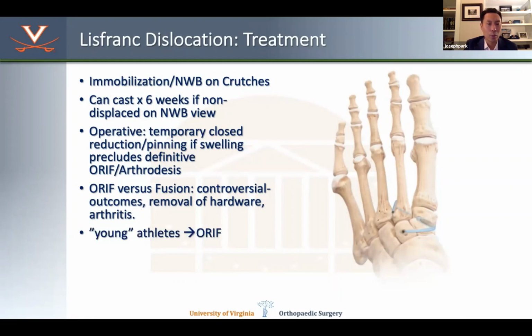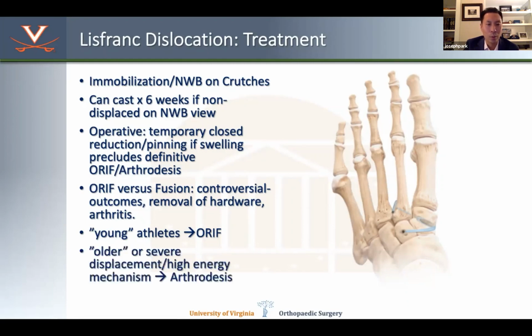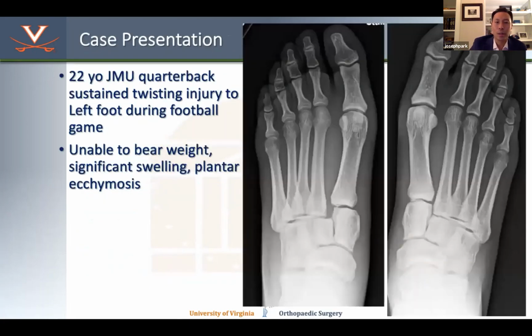I put these in quotes, but young athletes should undergo open reduction internal fixation. I don't know that there's a number cutoff. I think it more has to do with how competitive they are, how important it is to them. And then, quote unquote, older or severe displacement, high energy mechanism, I believe do better with an arthrodesis. And at my age, I'm close to 45 now, I believe that I would rather have an arthrodesis than fixation, just given the literature out there.